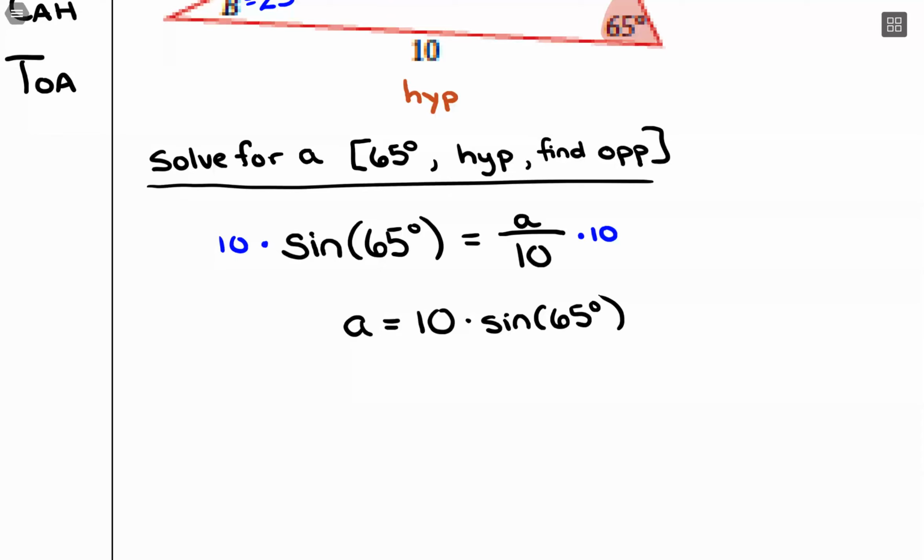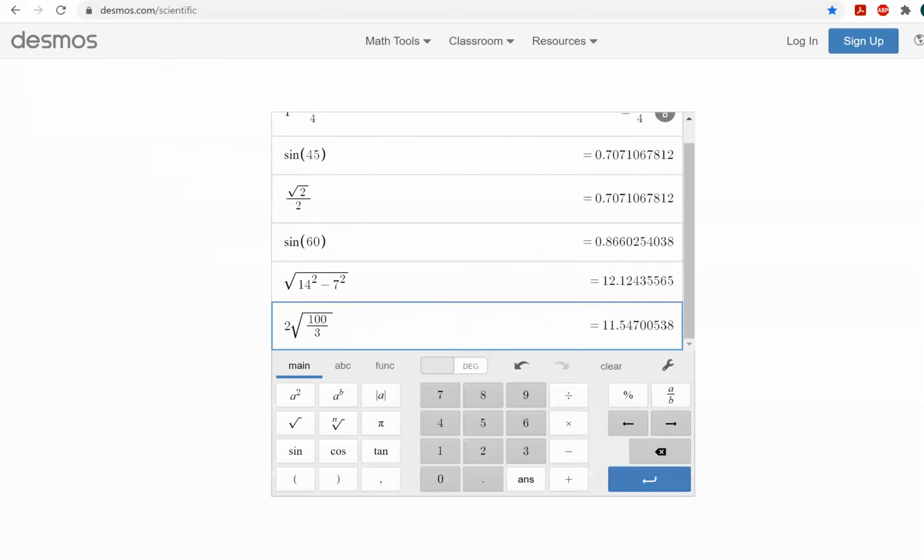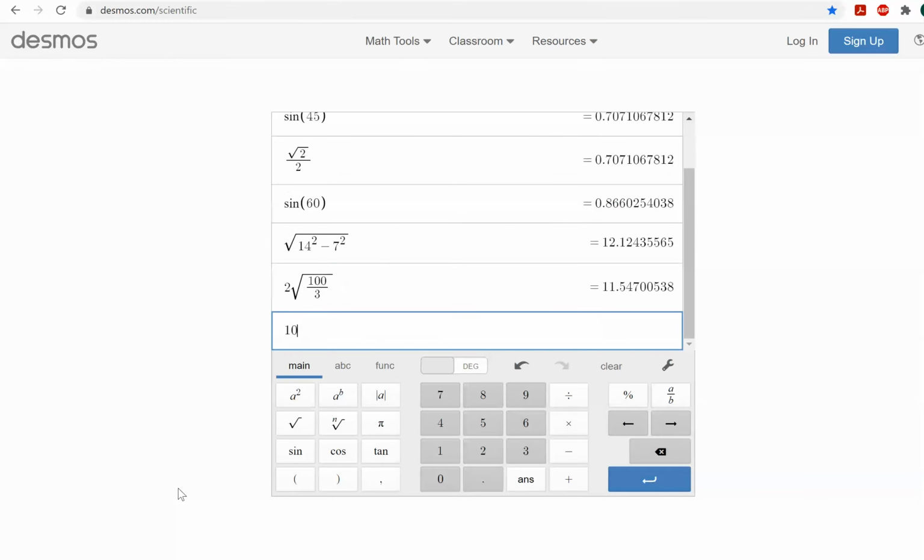Now, this sine of 65 degrees, I want to simplify down. If it was a nice 45, 30, 60 value, we could do that using our special triangles. But like we talked about, this isn't a special triangle. Because I don't know what happens with a 65 degree triangle, I need to use a calculator. So I'm going to go to the calculator and do 10 times sine of 65 degrees.